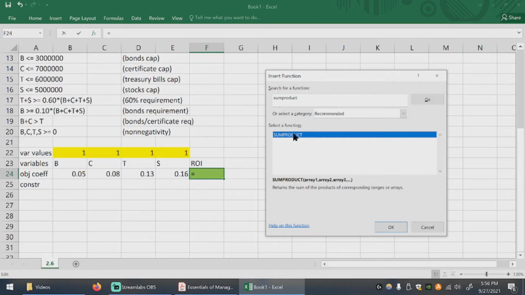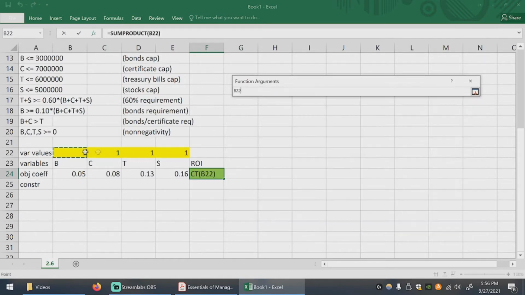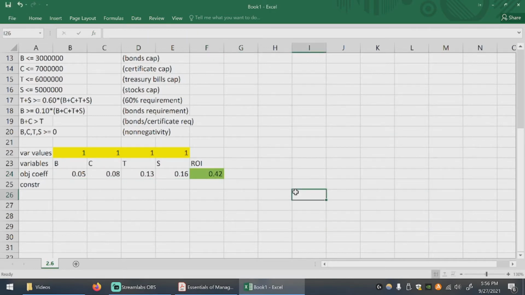There it is, sum product. Double click on that. And it tells me, okay, what's your first grouping? Maybe this one. What's your second grouping? Maybe that one. It also gives a description here. If you don't know what sum product does, we want to multiply this one with this one, this one with this one, this one with this one, and add them up. It's called sum product. Okay, we're done.